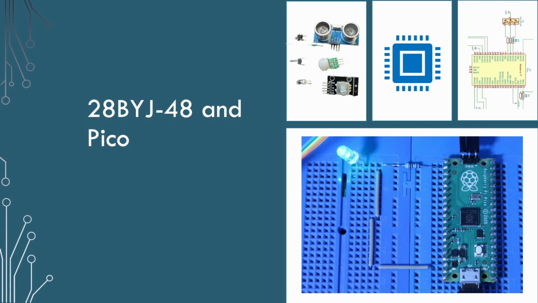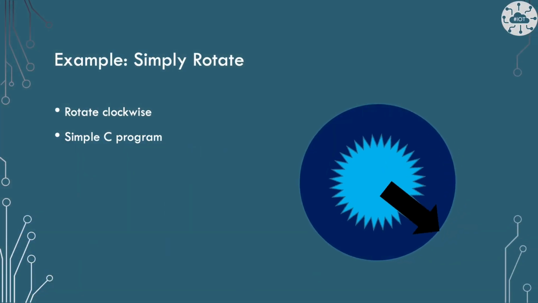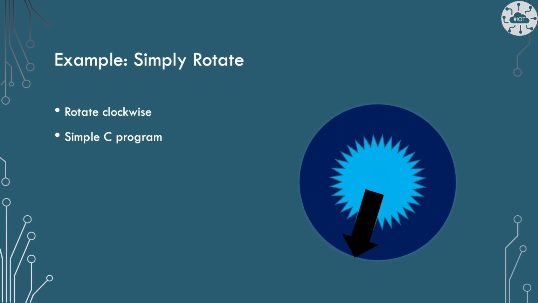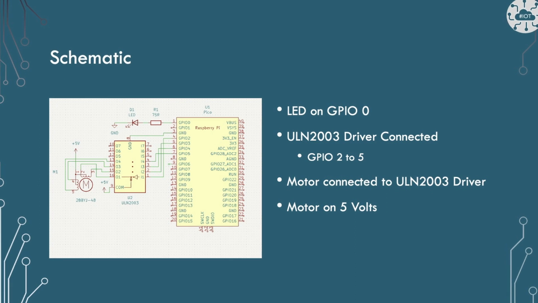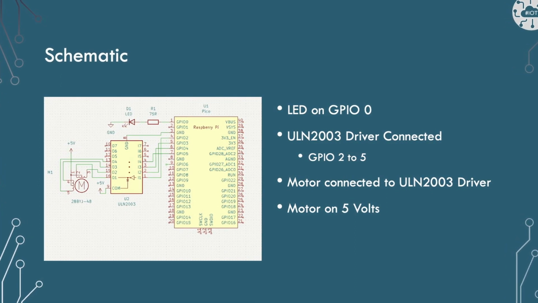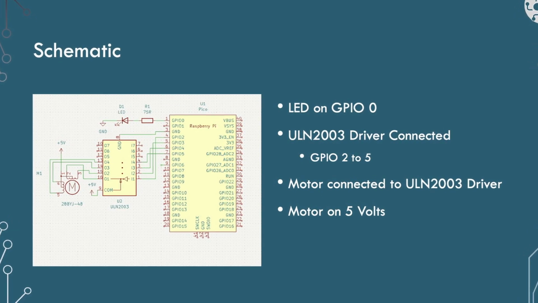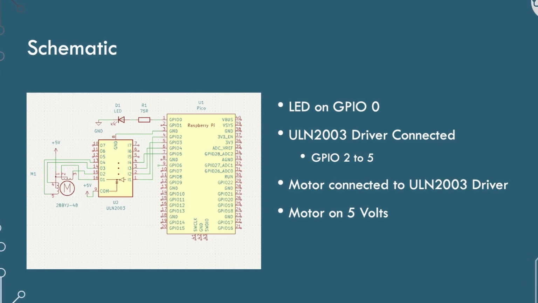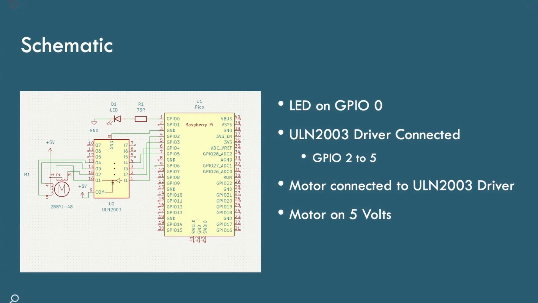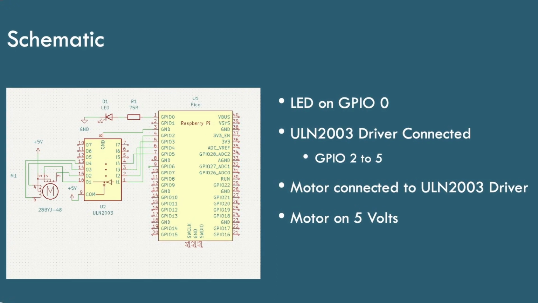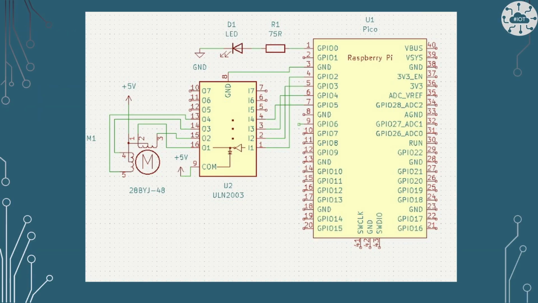Let's connect the stepper motor up to our Pico. This is going to be a really simple example. I'm just going to make the motor rotate clockwise. I'm going to power my Pico from the USB cable. I'm going to put an LED on GPIO 0 of our Pico to flash in a later example. The ULN2003 is going to connect to GPIO 2 to 5. 2 will be the first coil. The ULN2003 will be connected to 5 volts, which I'm going to tap off of VBUS. This is the 5 volts from the USB cable. The motor is connected to the output of the ULN2003.